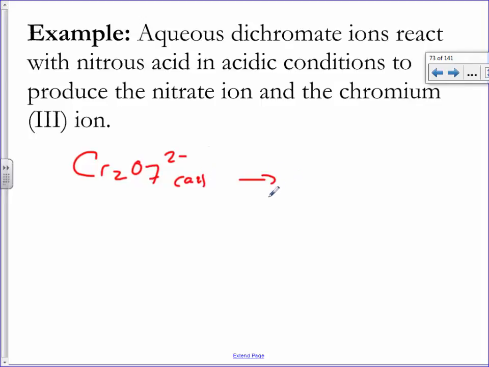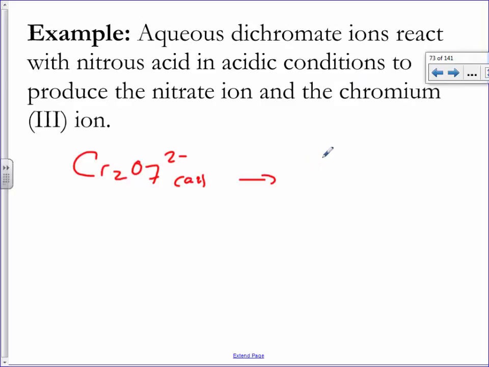And I'm going to kind of gloss over some of the other things that are occurring here. I'm just going to look for what logically could the dichromate ion turn into. Could the dichromate ion turn into the nitrate ion? That doesn't really make sense, does it? Because nitrate involves nitrogen. But wouldn't it make sense that the dichromate could turn into the chromium ion?